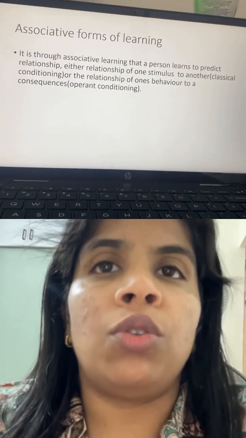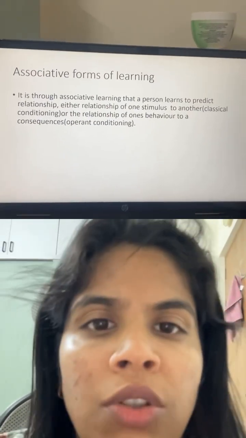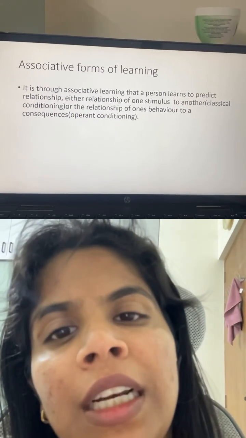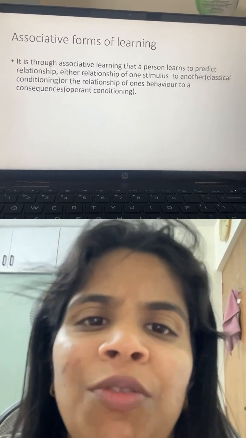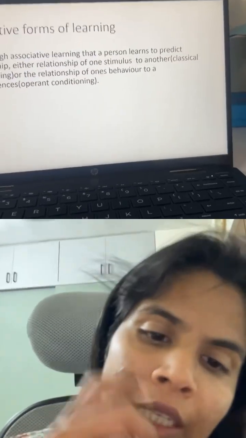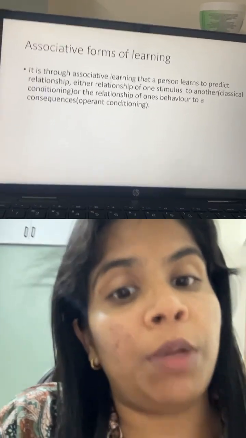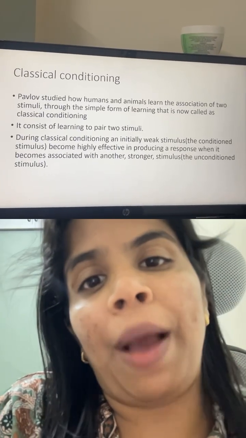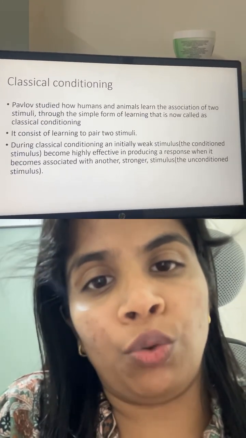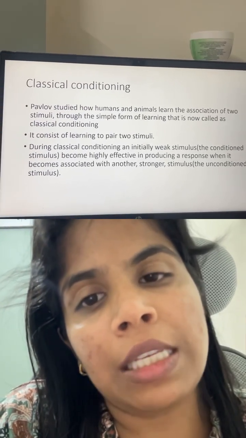Okay. So now we are going to see the associative forms of learning. It is through associative learning that a person learns to predict a relationship, either a relationship of one stimulus to another, which is called classical conditioning, or a relationship of one behavior to its consequences, which is called operant conditioning. We all know the classical conditioning and operant conditioning daily life examples, or the experiment that was done is the Pavlov experiment. The Pavlov experiment studied how humans and animals learn the association of two stimuli through the simple form of learning that is now called classical conditioning.